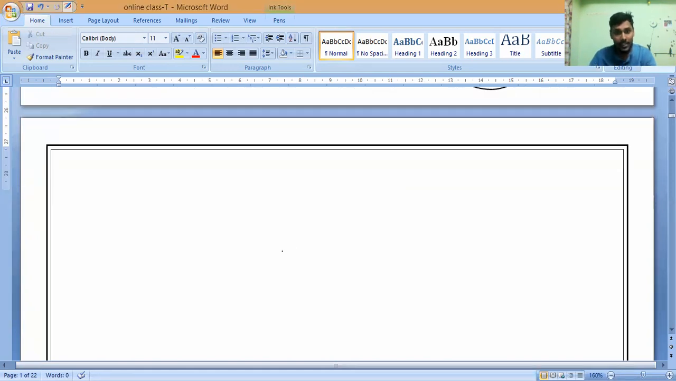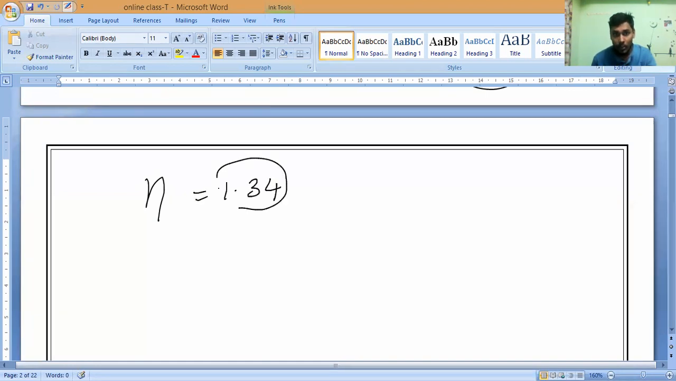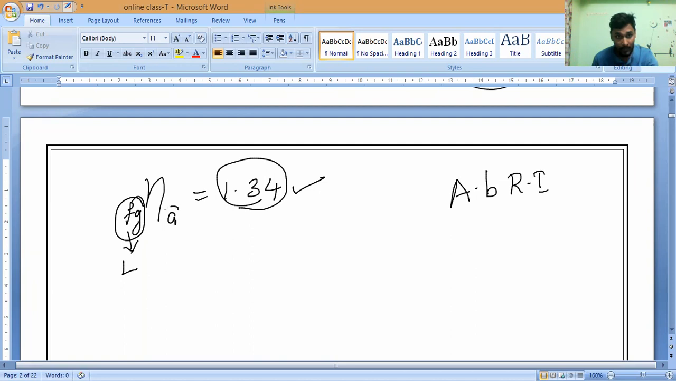Now the second possibility: they will give you the value of the refractive index. For example, the refractive index of flint glass is 1.34. What do you mean by this, guys? Absolute or relative refractive index? They have given just a statement, refractive index of flint glass is 1.34, so it is the absolute refractive index. By this time you have to understand that flint glass will come on the left side, and on the right side, air will be there.